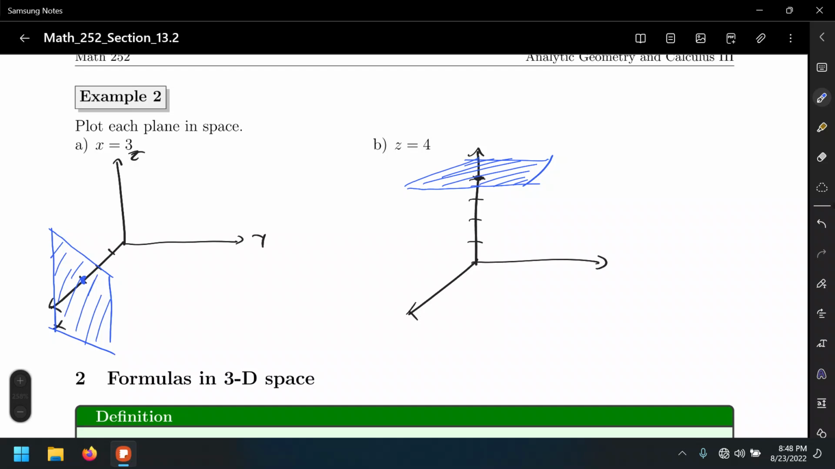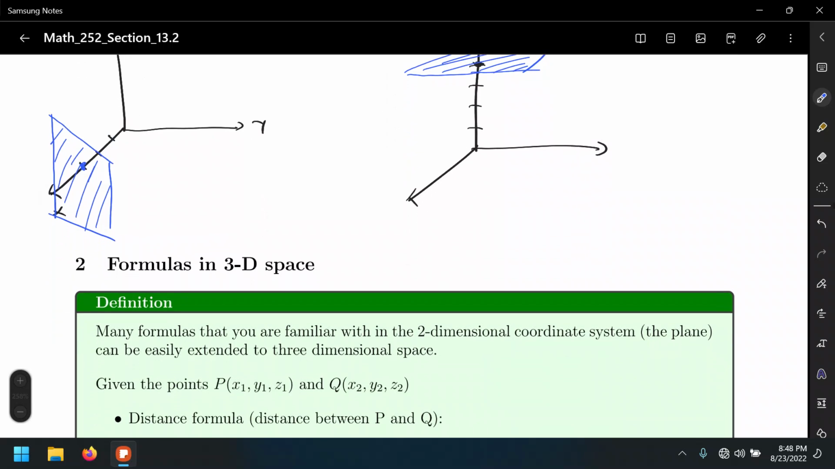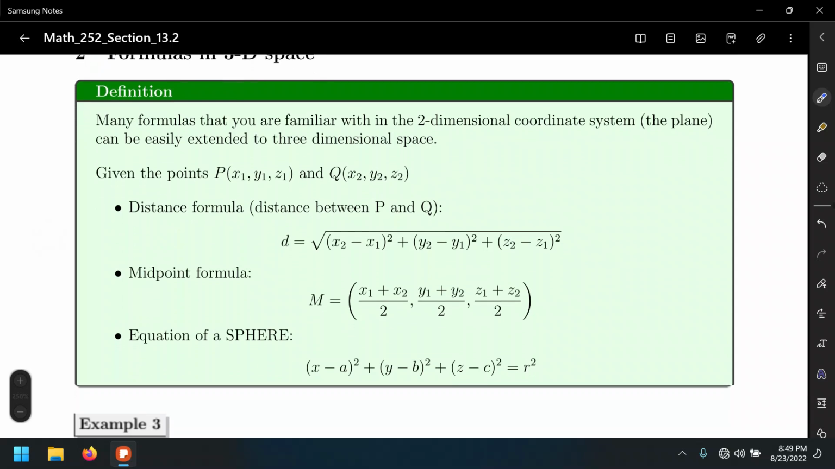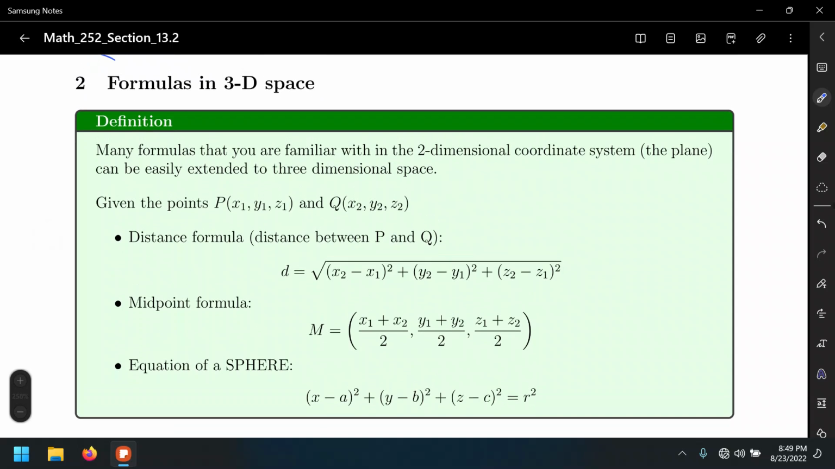And just a couple of formulas in 3D space. Let me briefly mention them. The distance formula in 3D is the same, just add one term with the z component. The midpoint formula is the same, just add one more component for the z values. The equation of the sphere is analogous to the equation of the circle. I mean, a sphere is a solid circle, if you will. So all we need to do here is add one more term for the z component.